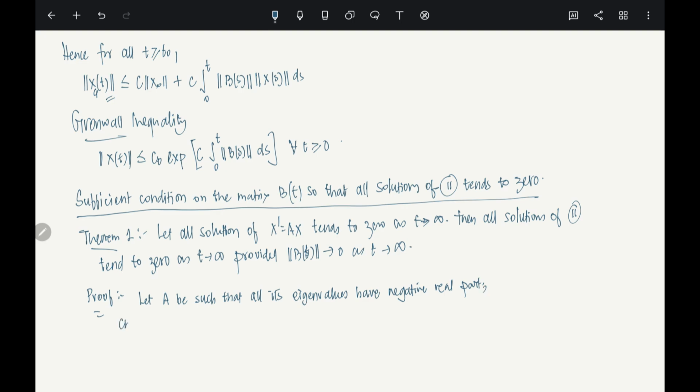So check that any solutions basically tend to 0 as t tends to infinity. Okay, maybe I can give you some ideas why this is true. Again, this is not the whole proof. I'm just giving you some ideas how to go along this.